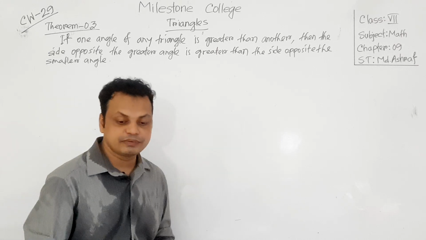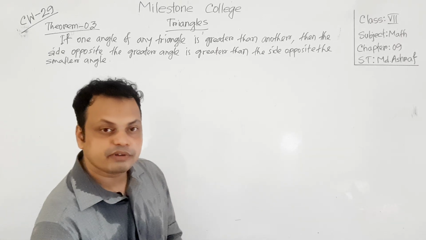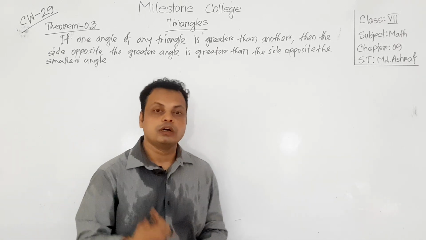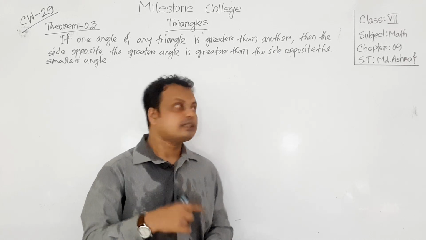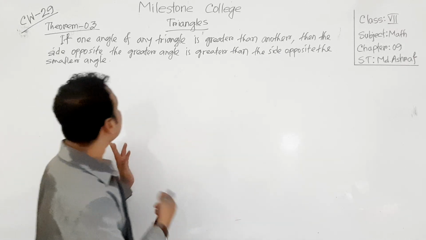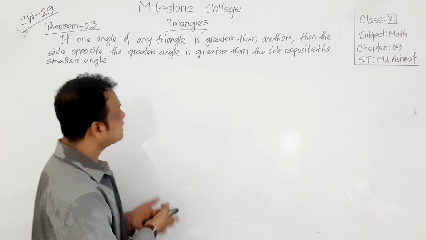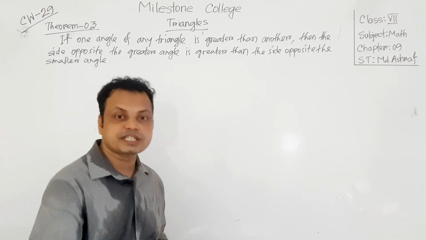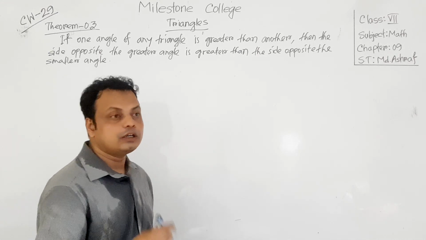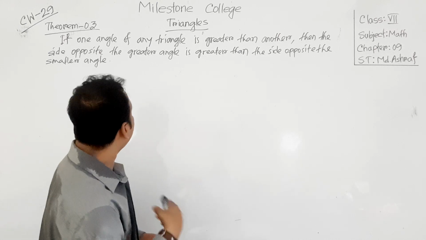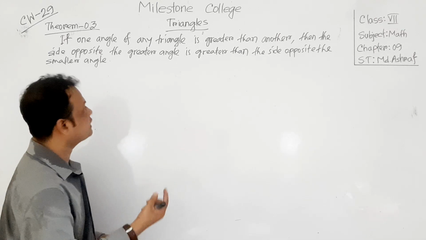That means it's the reverse of theorem 2. Reverse of theorem 2. What is it telling here? The angle is given, the greater angle's opposite side will be greater than the side opposite the smaller angle.